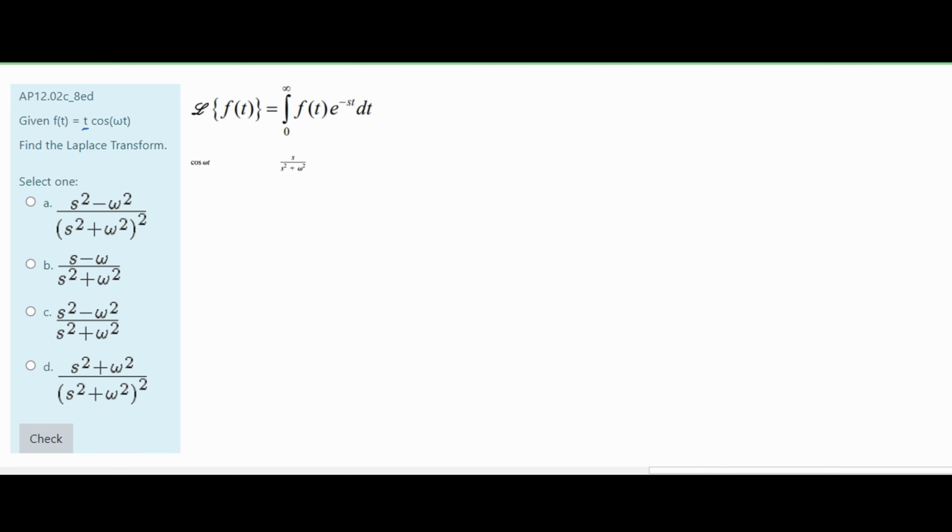And to do this, we are going to have to manipulate this part of our Laplace transformation before we even get to here. Keep in mind that this is the Laplace transformation of cosine omega t. So that's the Laplace transformation for this. Now, since we have a t, again, we have to do something different.